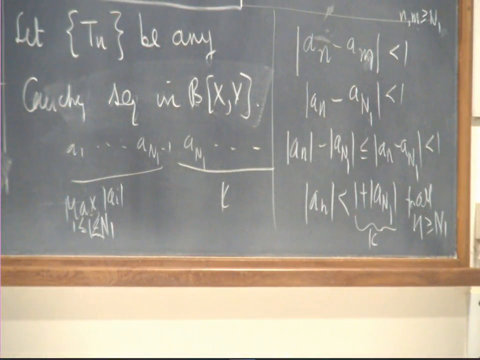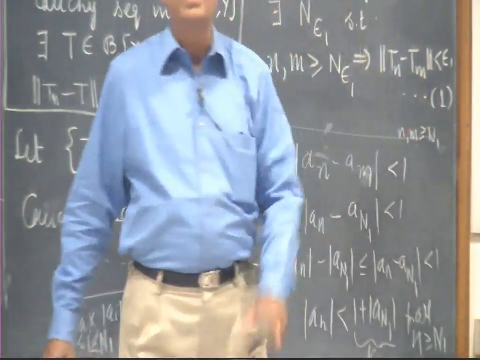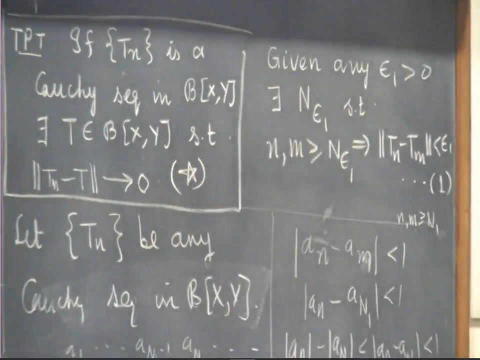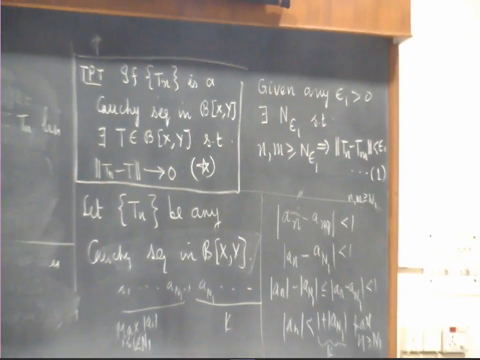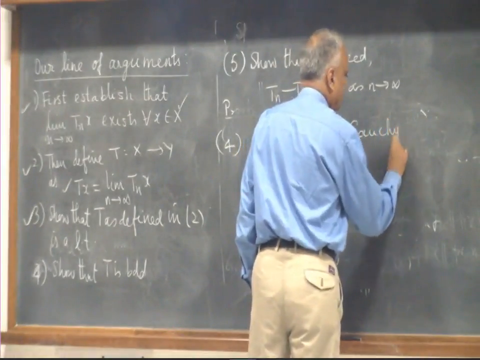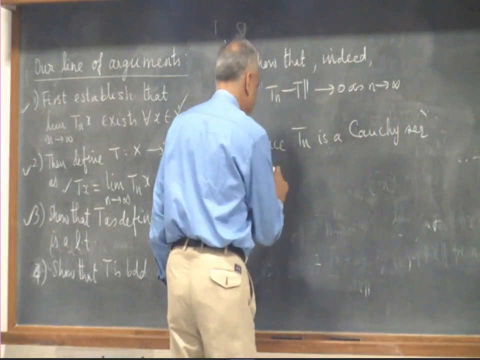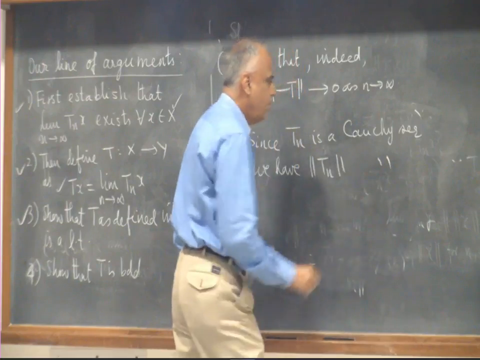So now what we will see is, if a sequence is Cauchy, the sequence of norms is a real number Cauchy sequence. If Tn is Cauchy, then norm Tn, which is a sequence of real numbers, I am just looking at the norm, will be a Cauchy sequence. If it is a Cauchy sequence, it has to be bounded. So since Tn is a Cauchy sequence, we have that norm Tn is a Cauchy sequence of real numbers.